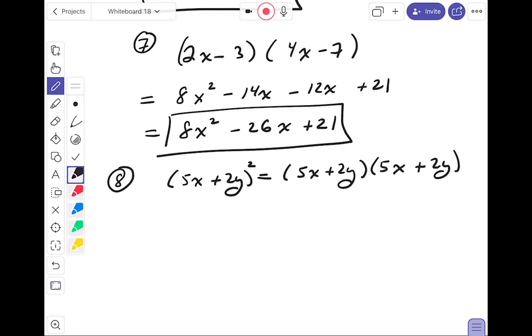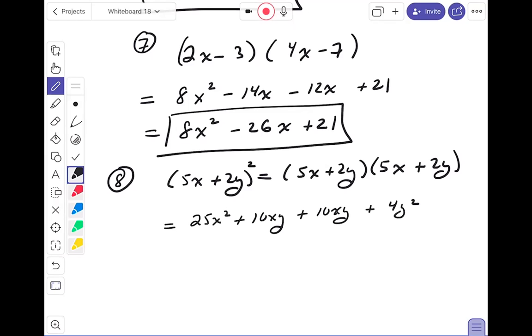I want to do that multiplication. And what do you get? 5x times 5x is 25x squared. 5x times 2y is 10xy. 2y times 5x is 10xy. I put things in alphabetical order, by the way. Plus 2y times 2y is 4y squared.